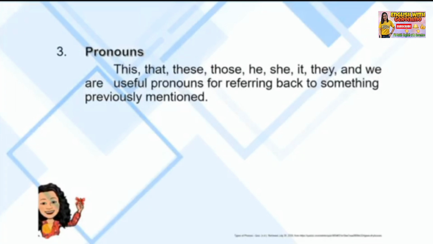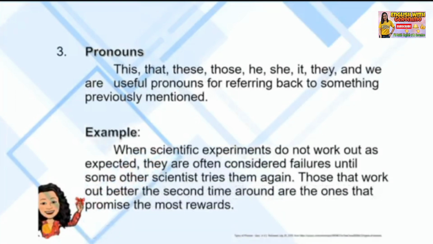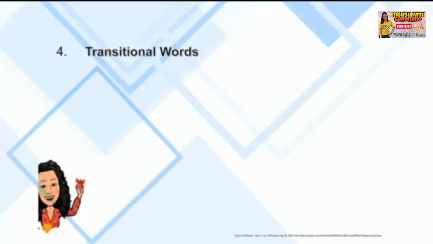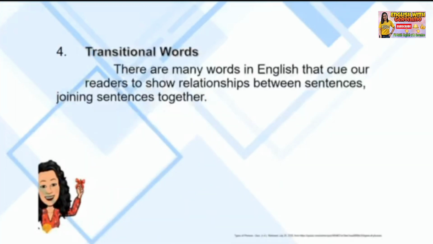Be sure, however, that what you are referring to is clear. Example: when scientific experiments do not work out as expected, they are often considered failures until some other scientists try them again. Those that work out better the second time around are the ones that promise the most rewards. The pronoun they is referring back to the words scientific experiments. 4. Transitional words. There are many words in English that cue our readers to show relationship between sentences, joining sentences together.